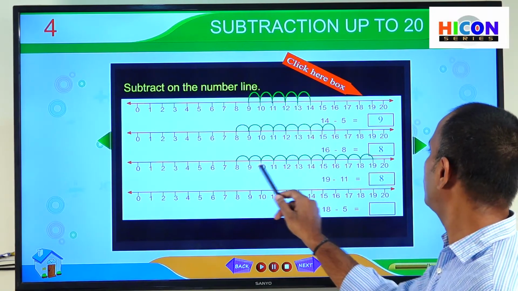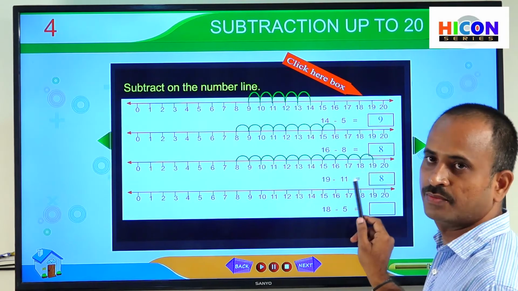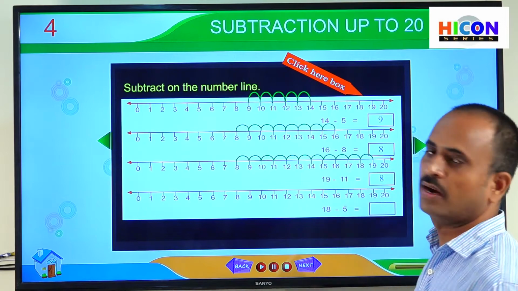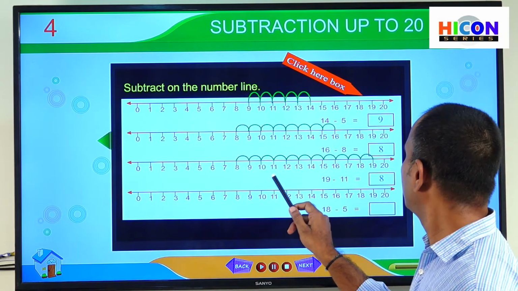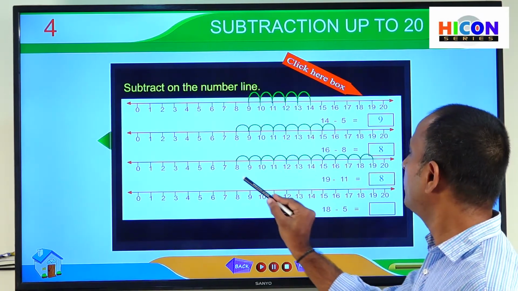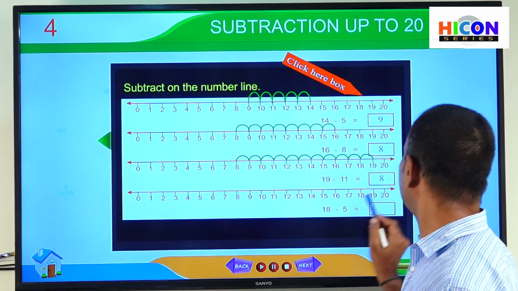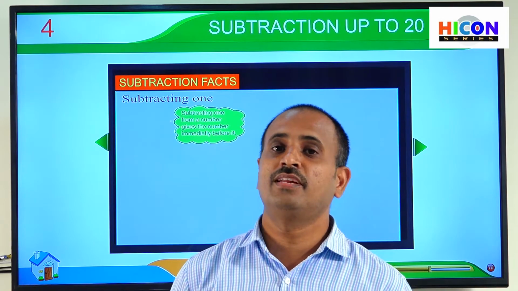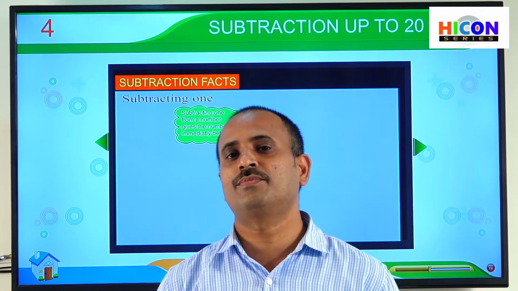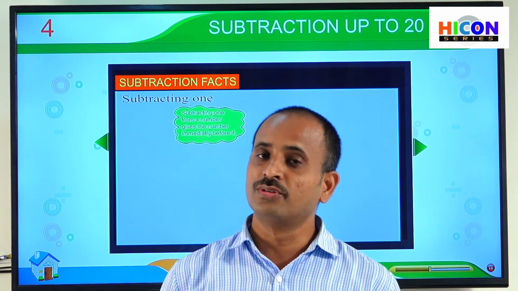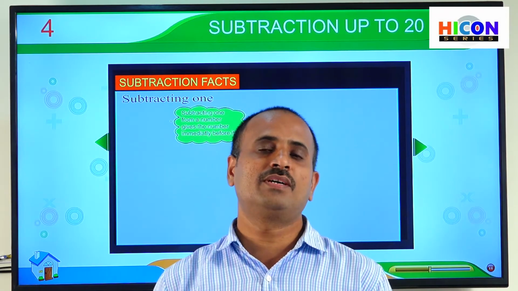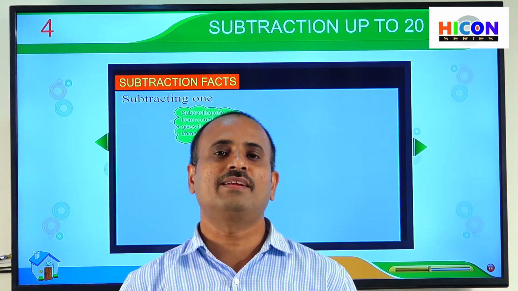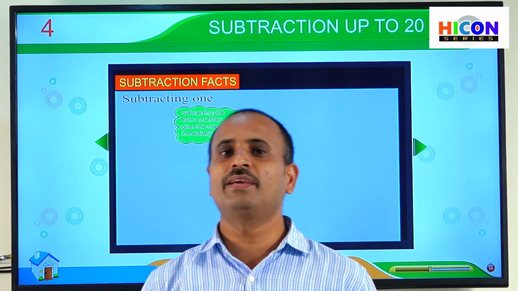So children, carefully observe how we have moved the 11 steps. So the second number represents the number of steps we have to move backward. So after moving 11 steps, we have reached the number 8. So the answer is 8. So we have discussed subtraction on the number line and also practiced some problems on how to do subtraction on the number line, and I hope that you will understand better how to do subtraction on the number line. So let us go to the next topic in this chapter.